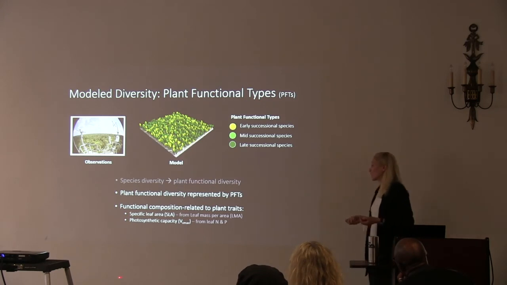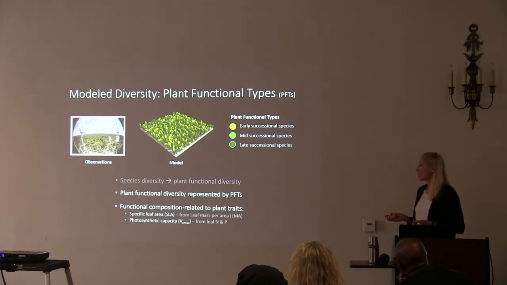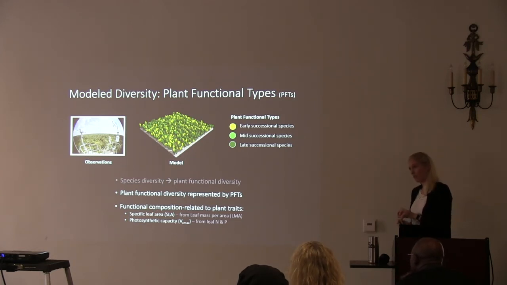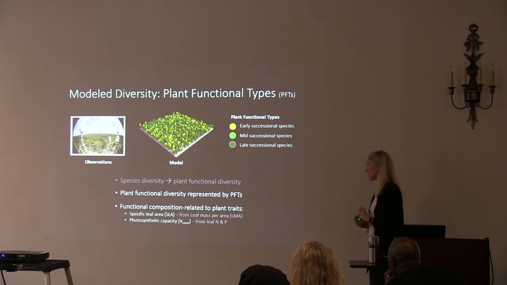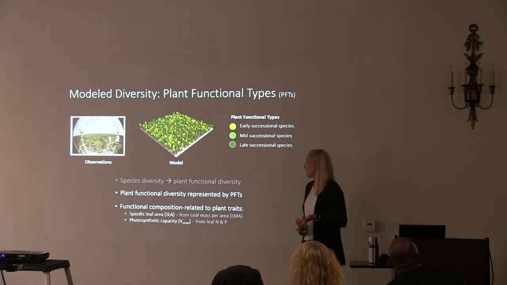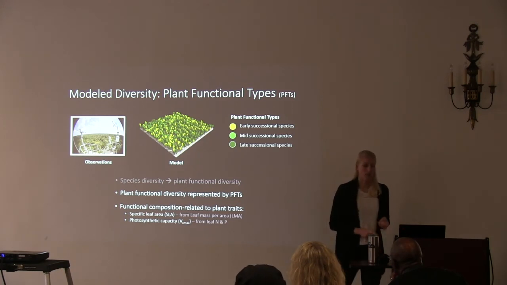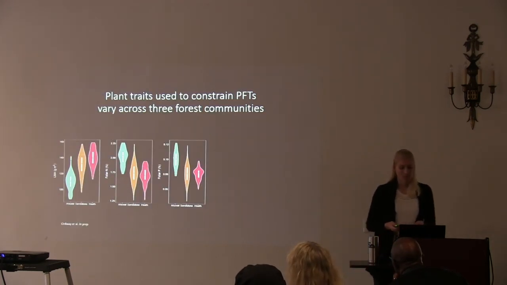And the two traits in particular that we're using to inform the PFTs that are parameterized in the model are specific leaf area, which we calculate from leaf mass per area, which you saw earlier, as well as photosynthetic capacity, which we estimate from leaf nitrogen and leaf phosphorus.